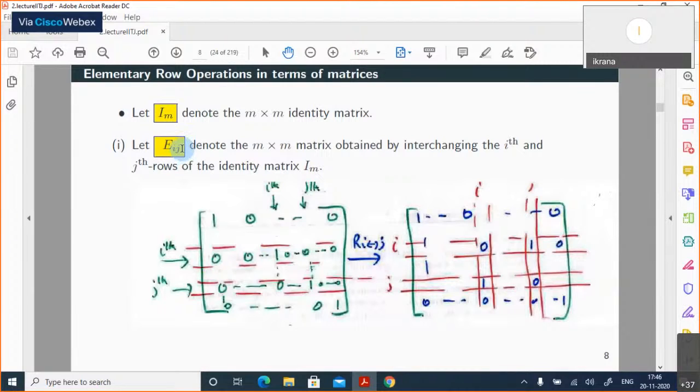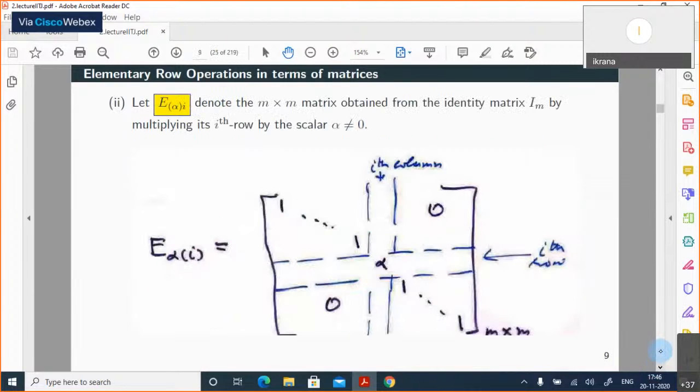Same things can be done for the other operations. So let us do that. For example, multiplying the ith row by a non-zero scalar alpha. Take the identity matrix, the ith row, alpha I. So this is the ith row, and earlier in the identity matrix it was 1 here. Now multiply by alpha, and you will get 1, 1, 1 up.